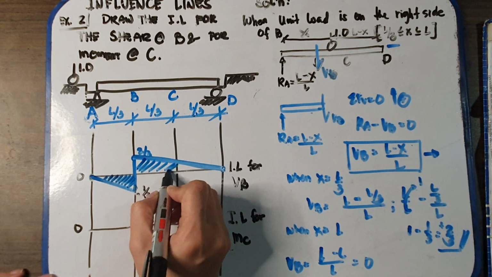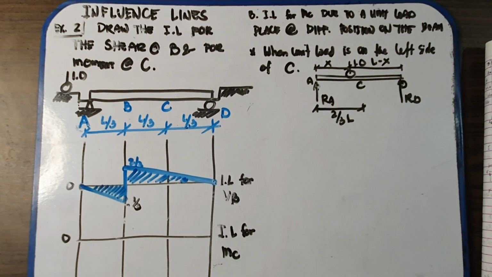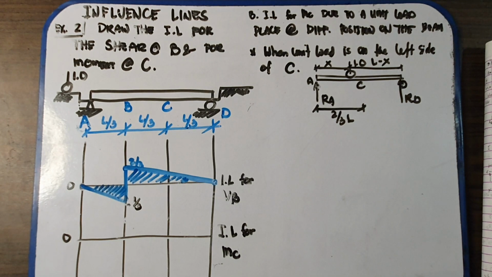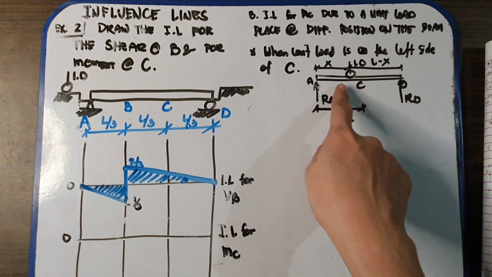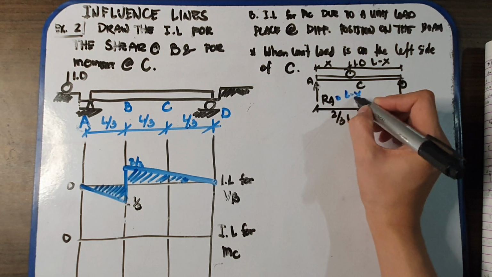So, meron pa tayong moment na i-compute. Okay, for moment, ganito naman. For moment, ito yung calculations natin. Letter B, IL for MC due to a unit load placed at different positions on the beam. Consider natin when unit load is on the left side of C. Okay, so ito yun. So, we put it as X and then L minus X naman sa kabila. Pero, alam naman natin yung RA is given kasi na-compute na natin siya kanina. Ang value nito is L minus X all over L.